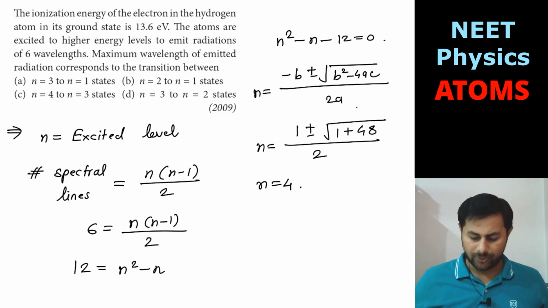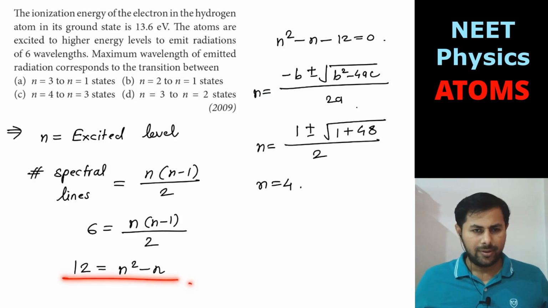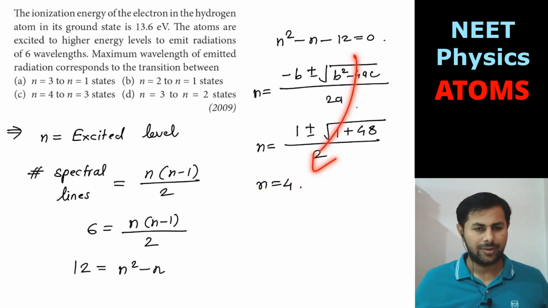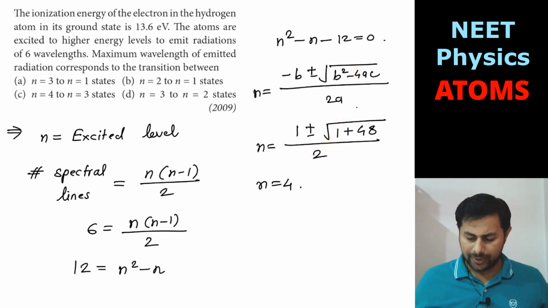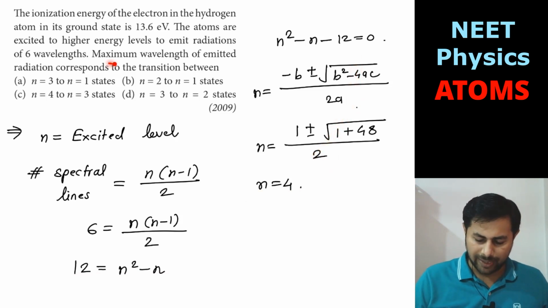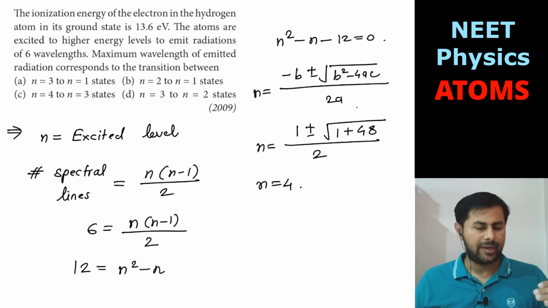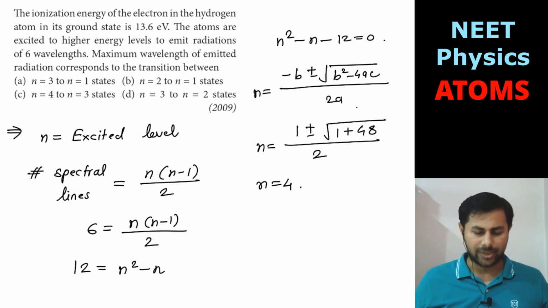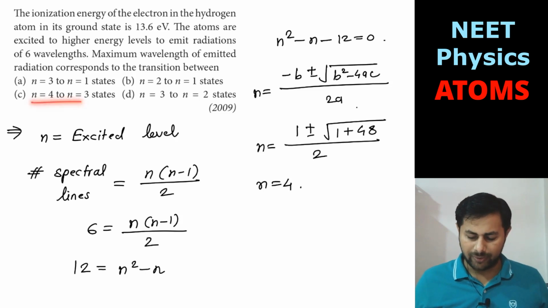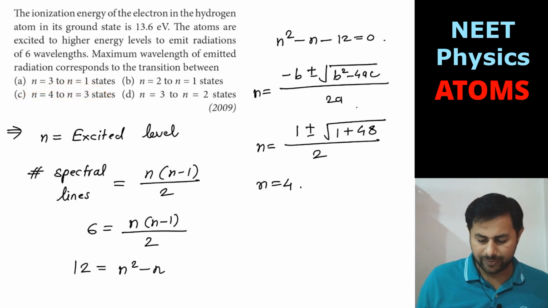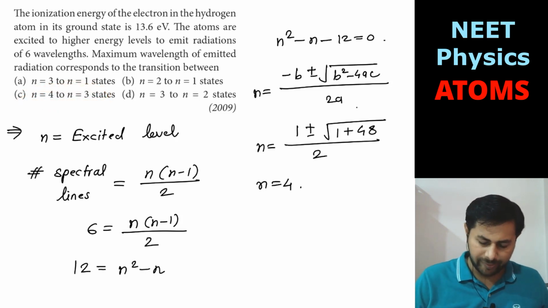You got n equals 4, right? So to what excited level does the electron go? It goes to n equals 4. And then, if it goes to n equals 4, the maximum wavelength of the radiation corresponds to the transition between... Maximum wavelength means the energy is minimum, so that is the nearest transition. So n equal to 4 to n equal to 3. This one would be the maximum wavelength.